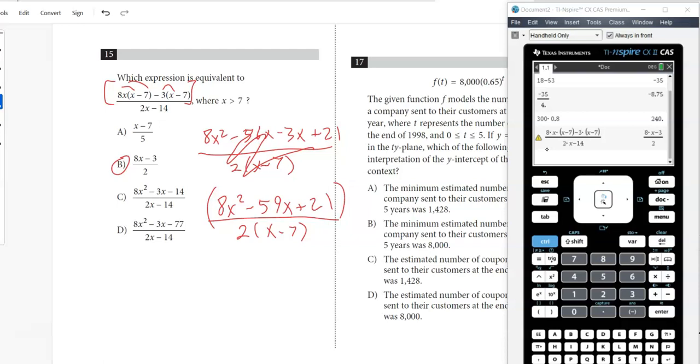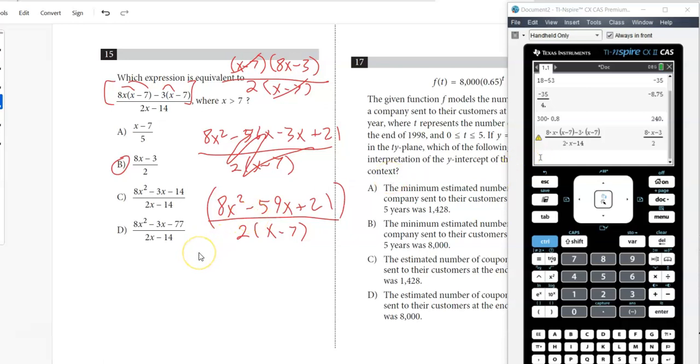I'm going to factor out the x minus 7. So the numerator is going to become x minus 7 times 8x minus 3. Remember, the denominator, when we factored that one, was 2 times x minus 7. Well, now you see the x minus 7s cancel, and you get 8x minus 3 over 2. That's actually pretty high end there, if you want to do it that way by hand.